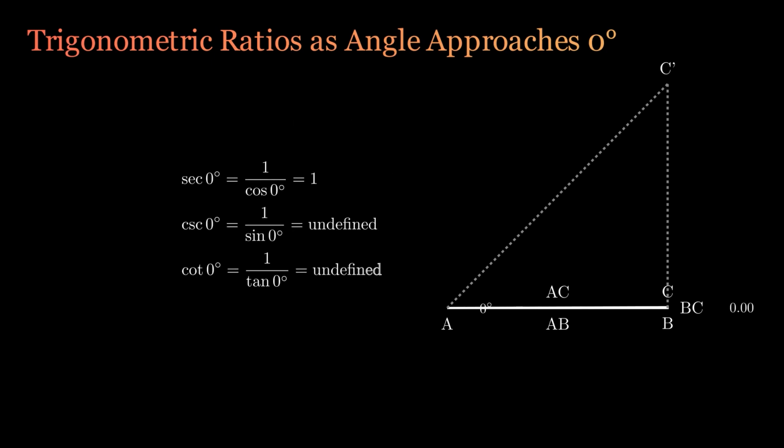Now it is easy to find their reciprocals. Secant 0 will be 1 over cos 0, which is 1. Cosecant and cot will become undefined because 1 over 0, we cannot have a distinct value.